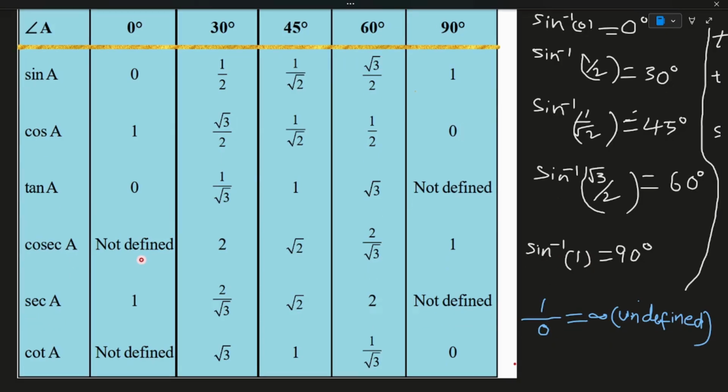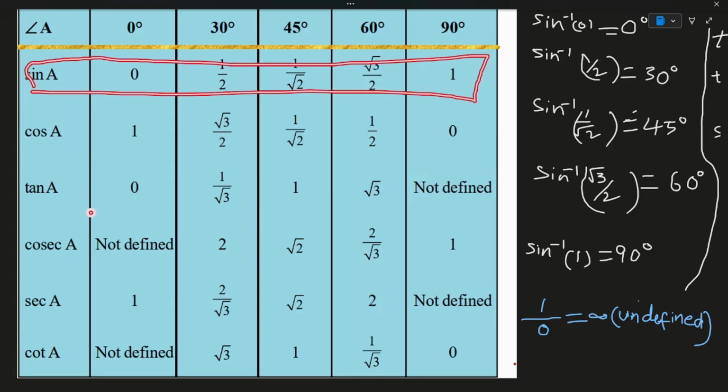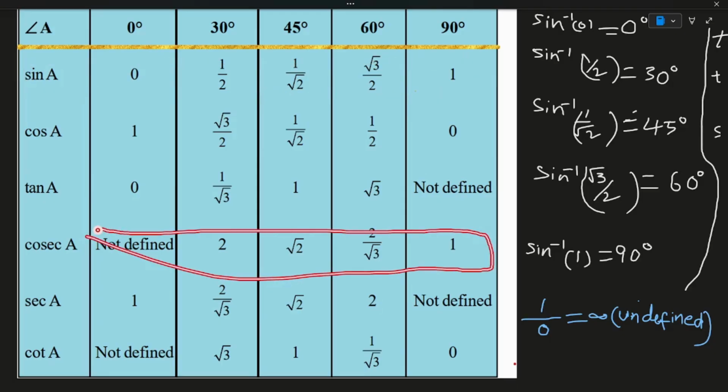Cosecant A is the reciprocal of sin A. So, it will become 1 by 0, so it's infinity. 1 by 1 by 2 will become 2. 1 by 1 by root 2 will become root 2. 1 by root 3 by 2 will become 2 by root 3. Just observe the pattern. The entire sin A values have been reversing. Reversing in the sense the numerator became denominator, denominator became the numerator. Why? Because sin A and cosecant A are reciprocal with each other.